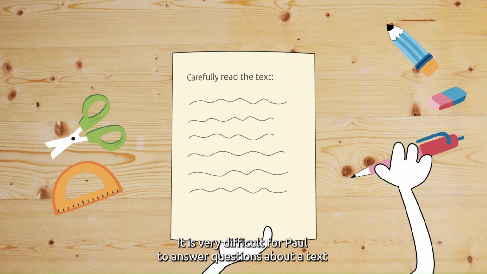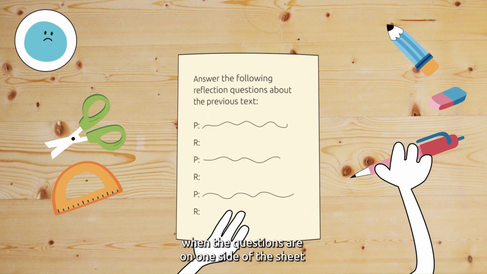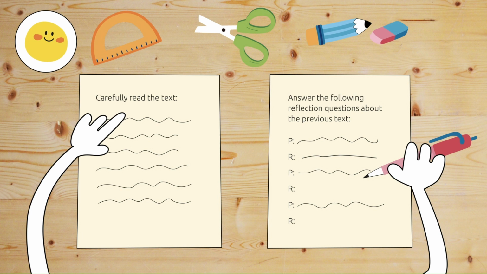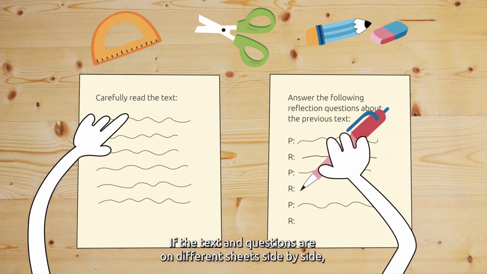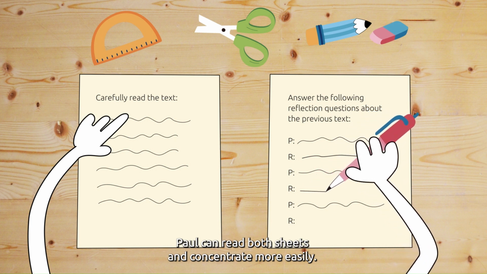It is very difficult for Paul to answer questions about a text when the questions are on one side of the sheet and the text is on the other side. If the text and questions are on different sheets, side by side, Paul can read both sheets and concentrate more easily.